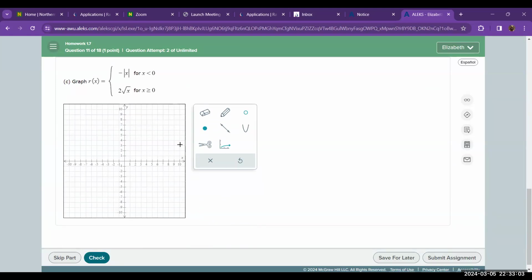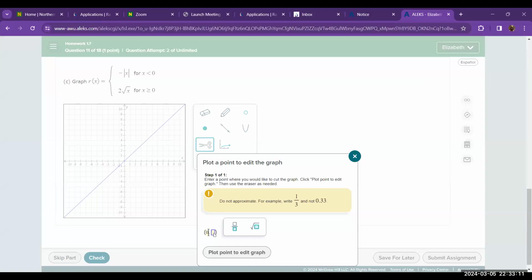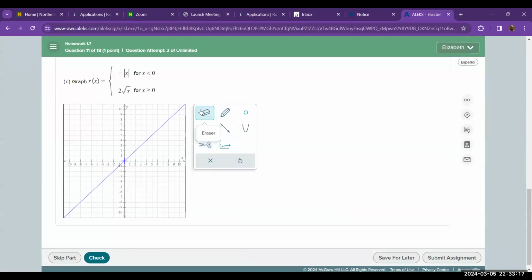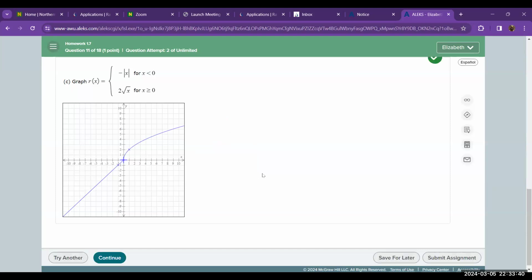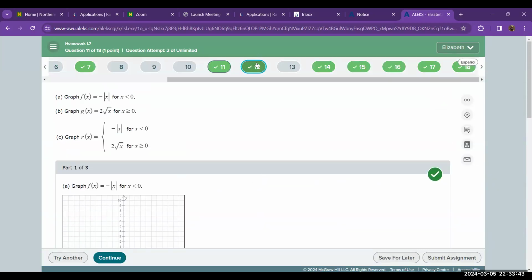So now they're just going to ask me to put it together. So line from here going down. I'm going to cut it in the middle. I'm going to erase the part I don't like. And then I would put an open circle, but I already know that in this case, it's going to be covered by this. So no point in putting an open circle. Over 1, up 2. So they overlapped in that middle part. The open circle and the closed circle overlapped. Okay, now let's look at 12 because it's a little different.